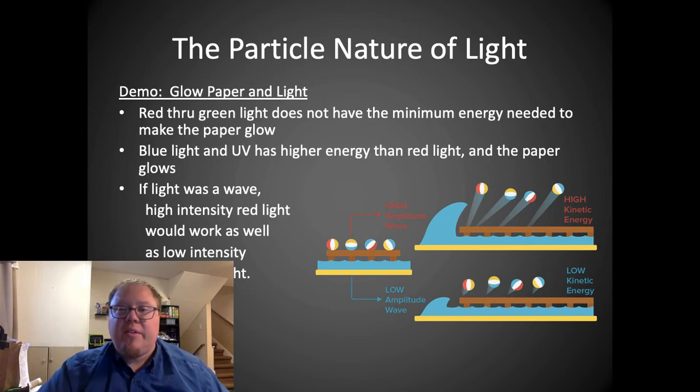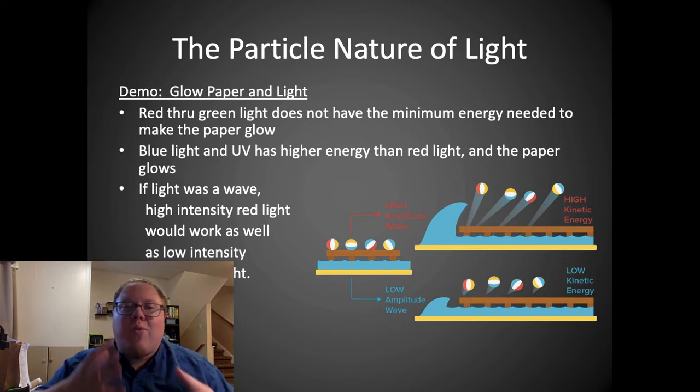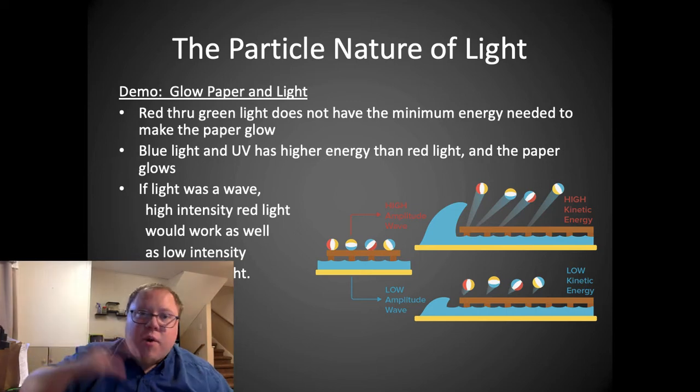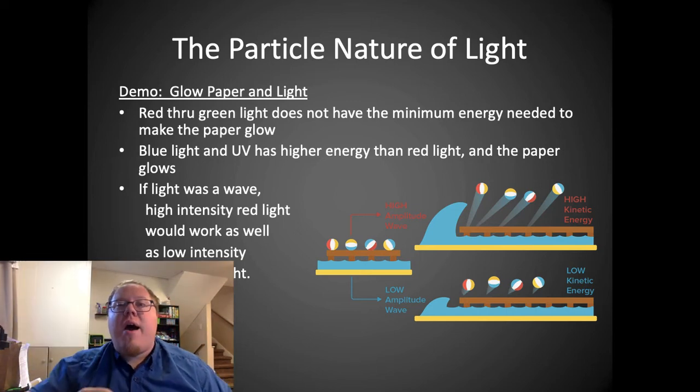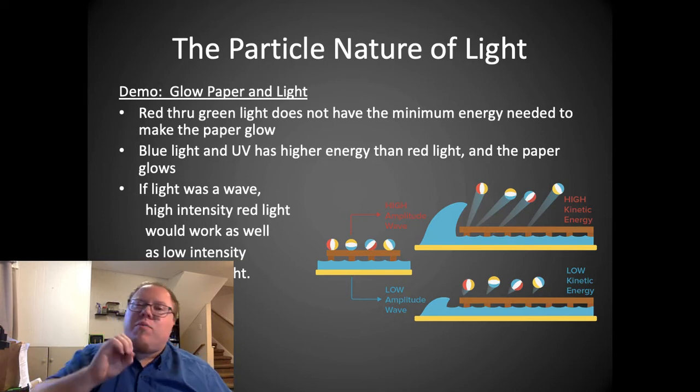It would be able to hit things and affect them more. So if light was a wave, if we had red light and it was a wave, it would be able to have a high intensity or a high amplitude, and then it would have a lot more energy than it would if it was a low amplitude. Okay? But this isn't what we see.